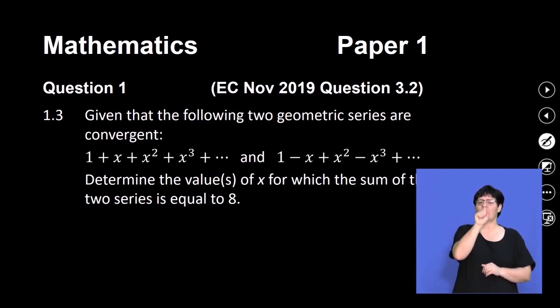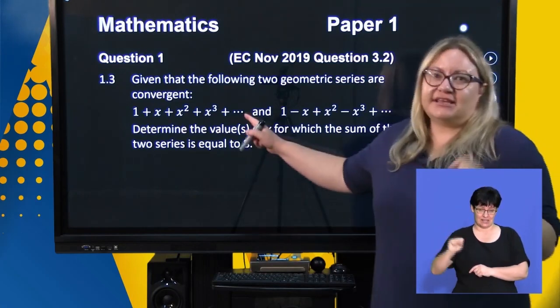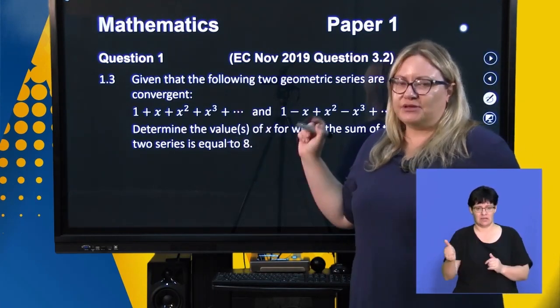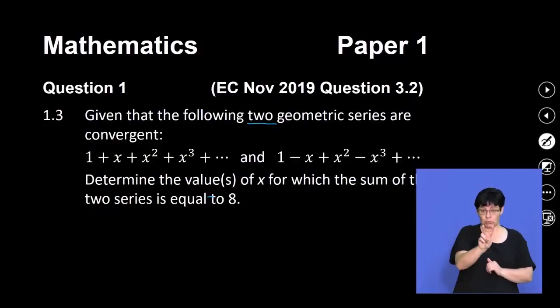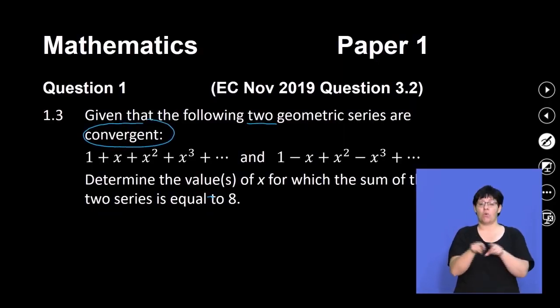Question 1.3 is about two converging geometric series. We're given two of them, and as you can see, they're not numerical series, they're both in terms of x. Given that the following two geometric series are convergent, the first one is 1 plus x plus x squared and so on, all the way up to infinity. And the next one is 1 minus x plus x squared minus x cubed, also to infinity.